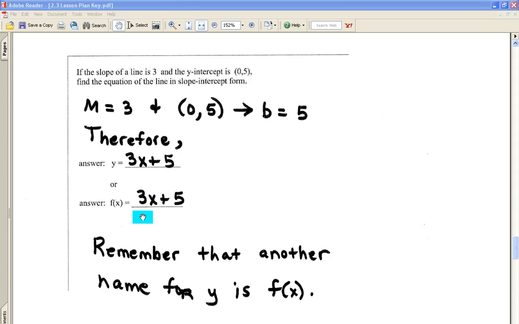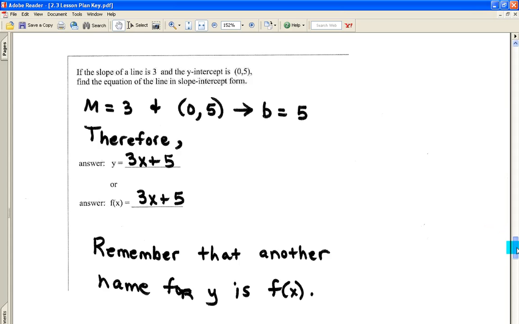Another way to write it, sometimes your course compass will ask you to write your answer in functional notation. And one of the things you need to remember, y in functional notation can be written as f of x. So, a very important note, f of x is the same as y. f of x means output, y means output. Functional notation just means f of x equals 3x plus 5.